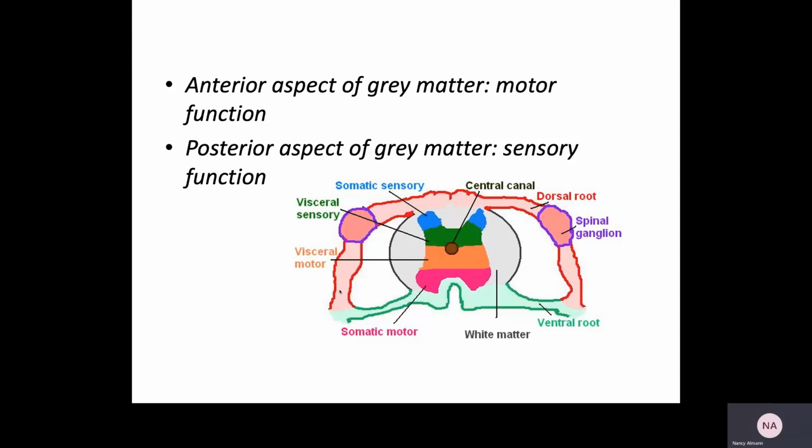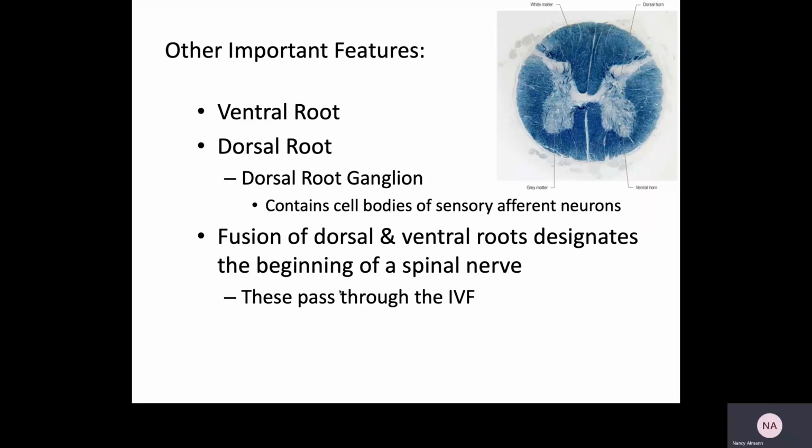And we have a better picture of that coming up soon. We talked about the ventral root, we talked about the dorsal root, we already mentioned the dorsal root ganglion. When you hear ganglion, you are talking about a collection of neuronal cell bodies. And the dorsal root ganglion is going to contain cell bodies of sensory afferent neurons.